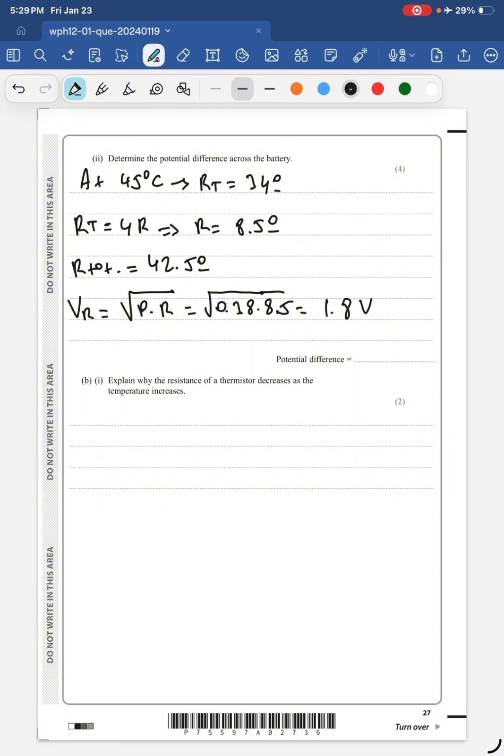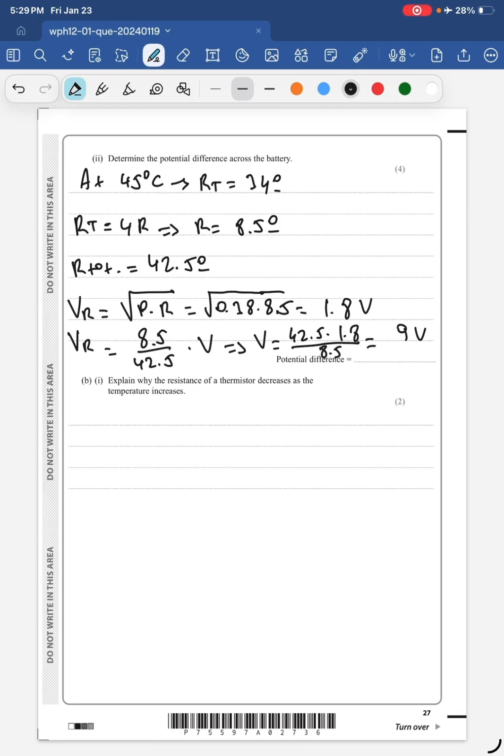Now the voltage across the resistance R is 8.5 ohms over the total resistance in the circuit, which is 42.5, times the voltage of the battery. So the voltage of the battery is 42.5 times 1.8 over 8.5, or 9 volts. Is this correct?